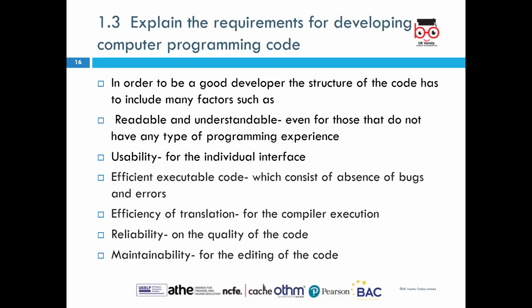So what are the requirements for developing computer programming code? There are loads of requirements. We need to have readability, usability, efficient executable code, efficient translation, reliability and maintainability. All of these aspects summarize concepts that we will look into when we explain system development life cycles. And we're going to look into them in more detail.